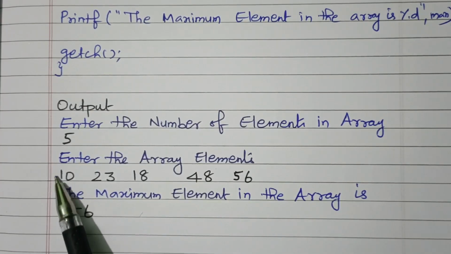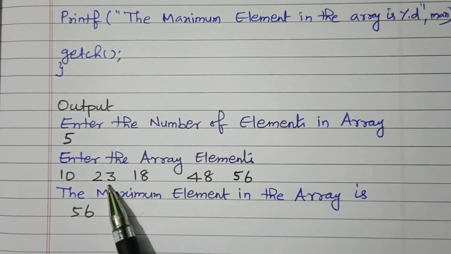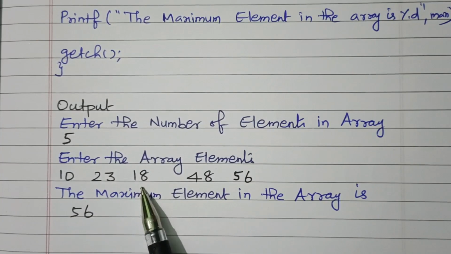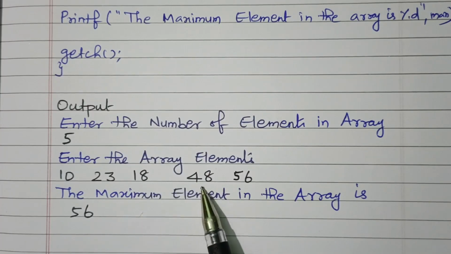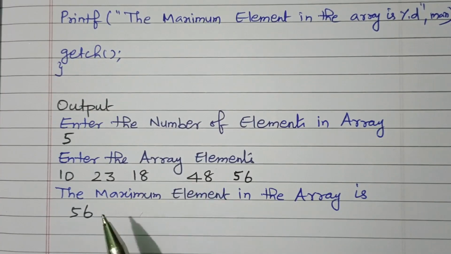What is the process? First this 10 is stored in the max. Then 10 is verified with 23. Now 23 is greater than 10, so 23 will be stored. This 23 is verified with 18, but 18 is not greater, so it will not store, it will go to the next step. Then it will check with 48. This 48 is greater than 23. Now 48 is stored as the maximum.